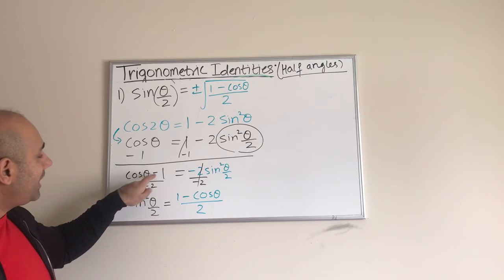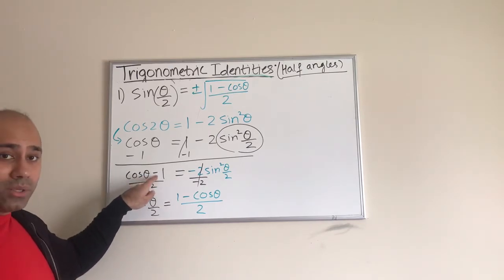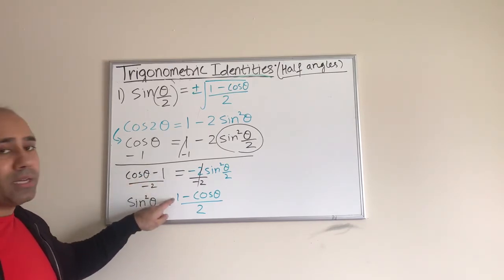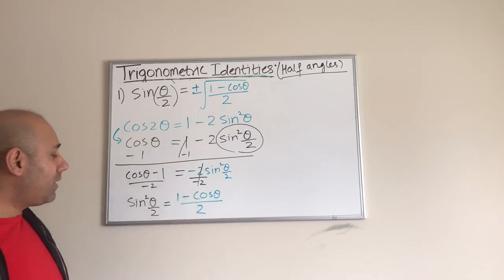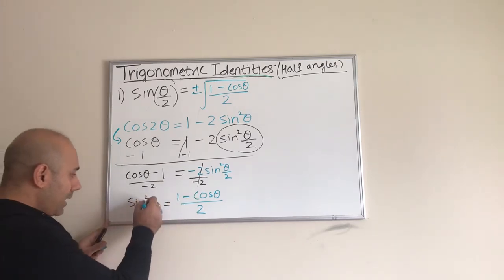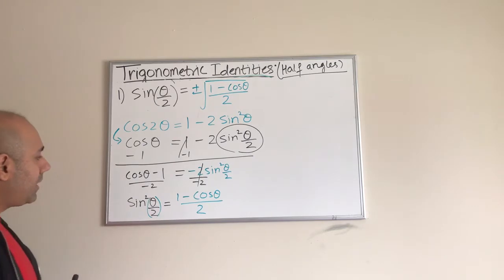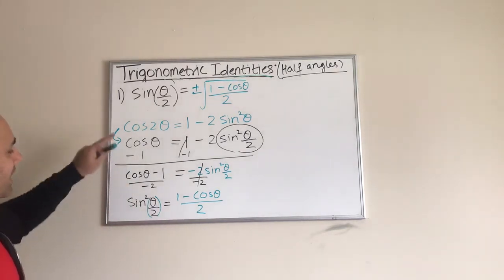And this negative, when I take it upstairs and distribute it with this negative, it becomes a positive. So that's why I have a positive 1. So it is 1 minus cosine theta divided by 2. Keep in mind, this is theta over 2 in parentheses. Now we want to get the sine theta by itself.